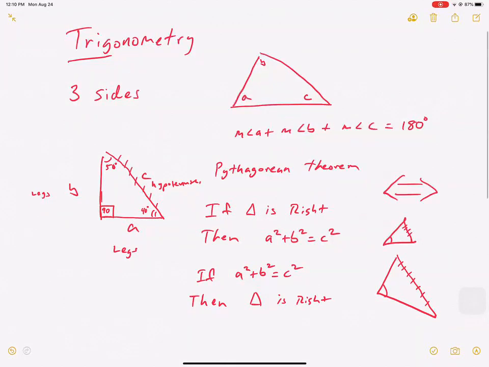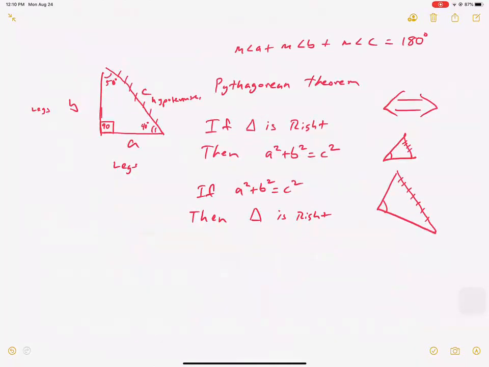So let's look at this and give ourselves an example. Let's give ourselves a triangle, a 3, 4, 5 triangle. And the question is, is this a right triangle? If we're trying to prove that, would this first statement be true? Is 3 squared plus 4 squared equal to 5 squared?